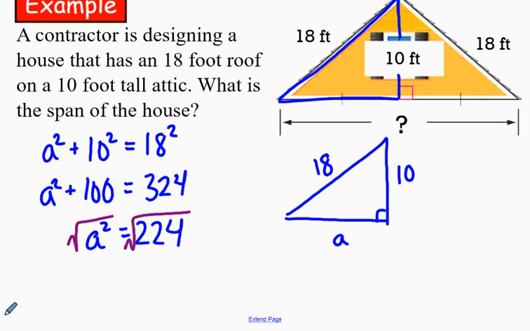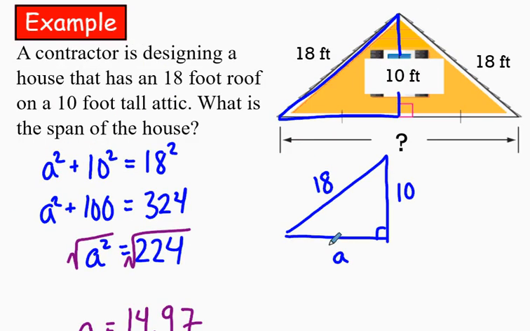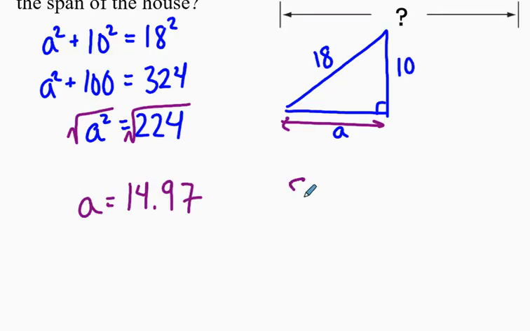And like I said, normally when you take a square root, you need to write plus minus, but in this case, we can't have negative lengths, so I only write the positive, and I get 14.97. However, that is just from here to there. The whole span is going to be 2 of those. So the whole span is going to be 2 times 14.97.